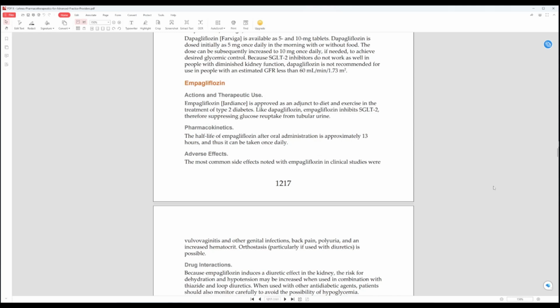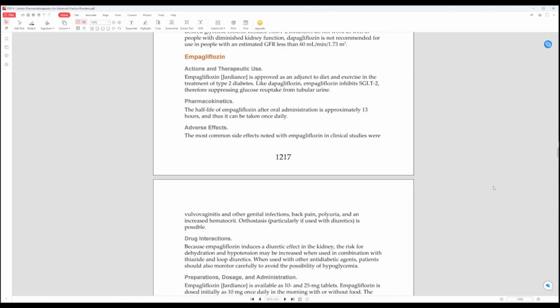Which takes us to empagliflozin, also known as Jardiance, which is approved as an adjunct to diet and exercise in the treatment of type 2 diabetes. Similar to dapagliflozin, Jardiance inhibits SGLT2, therefore suppressing glucose reuptake from tubular urine. The half-life of Jardiance after oral administration is about 13 hours, so it can be taken once daily.